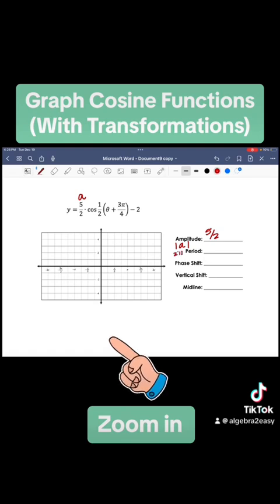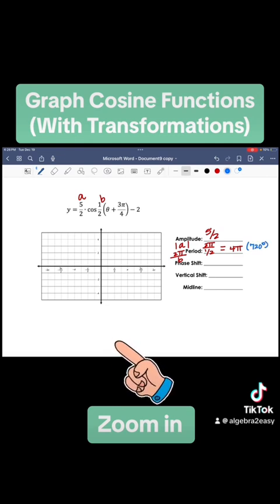Period is 2 pi divided by b. B for us this time is 1/2. So we're going to take 2 pi and divide by 1/2. Well, that's going to give us 4 pi. 4 pi, remember, is the same as 720 degrees.